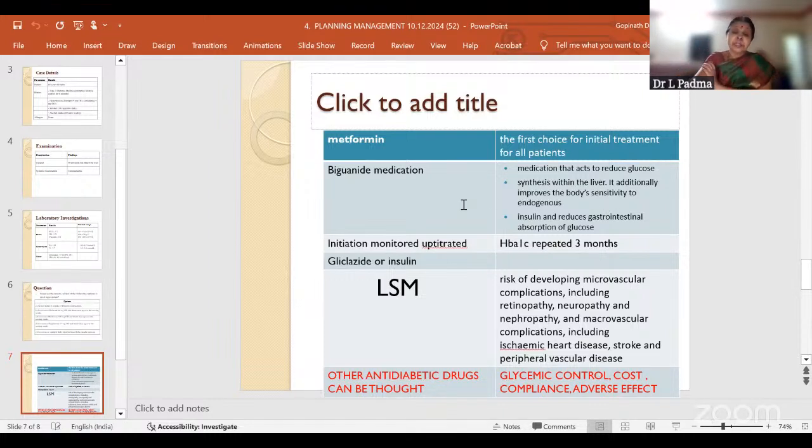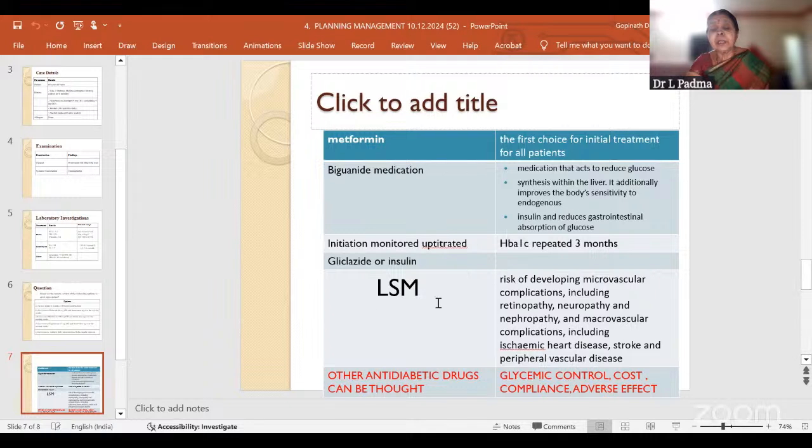And also hypoglycemia neutral. So for that, we prefer to use biguanides. Initially, we have to monitor for all these problems and also HbA1c, and repeat after 3 months. If it is within normal limits, then continue or up-titrate. Or if it is not sufficient, then add a glycoside or insulin as the situation might be.